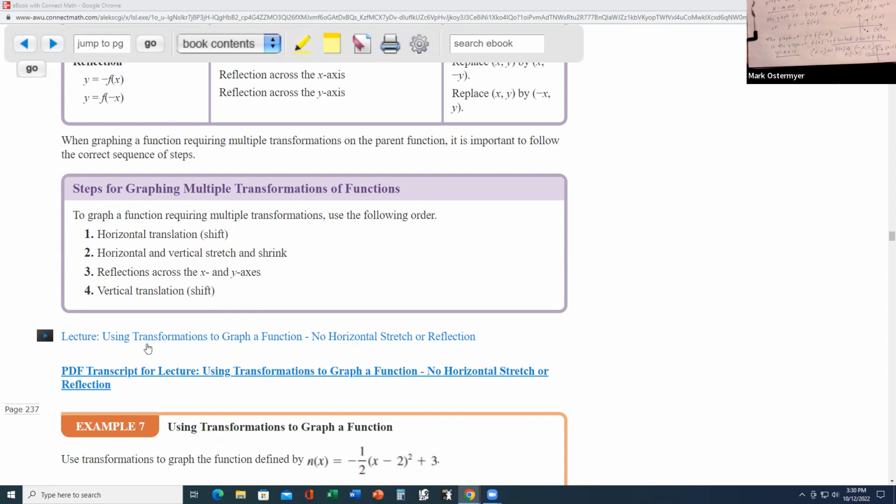All right, any vertical translations? Any vertical? What does this +3 out here indicate?